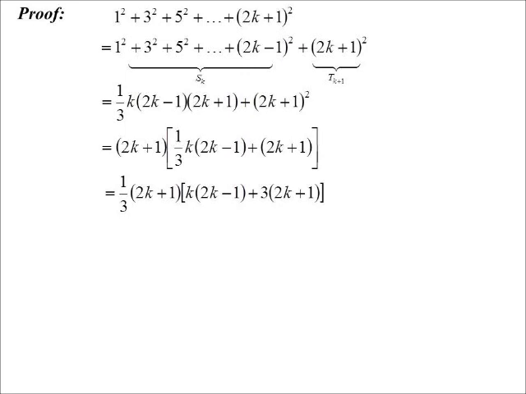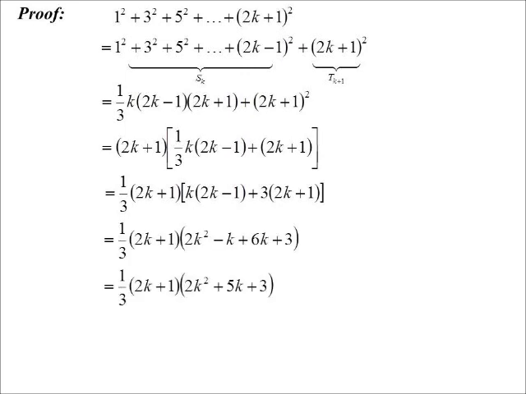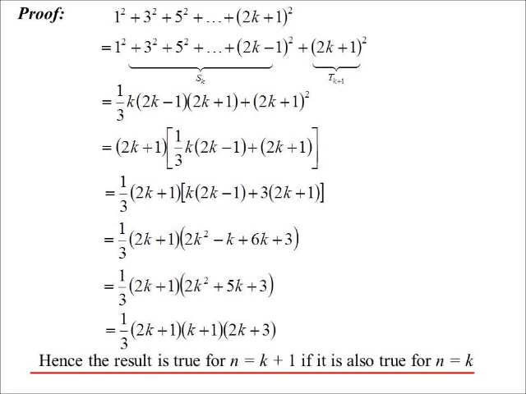So this I will expand out, because that can be easy to factorise. Expand that out, so we get 2k squared plus 5k plus 3, which, yes, indeed, does factorise down to what we want, k plus 1, 2k plus 3. That's what I was trying to prove. So what have I done? Well, hence, I now know that it is true for k plus 1, but only if my assumption was correct. So only if it's true for k.